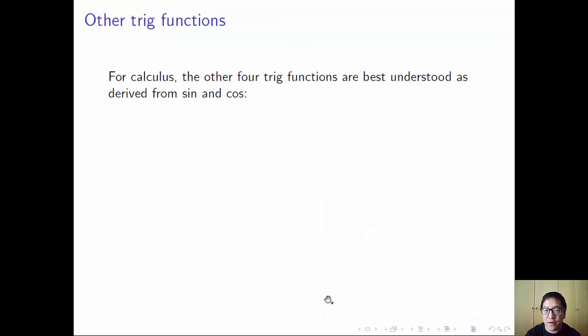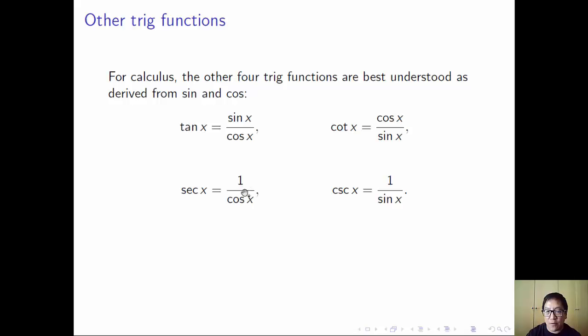All right, turning to the other trig functions, there are four other trig functions, and they are best understood as being derived from sine and cosine for our purposes. So we can define the tangent of x to be the sine of x over the cosine of x, the cotangent of x to be the cosine of x over sine of x. The secant of x is defined to be 1 over cosine of x, and the cosecant of x is defined to be 1 over the sine of x. So those are just definitions for our purposes.